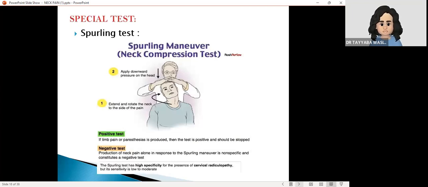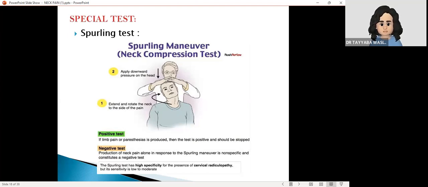Then come the special tests that are very important with reference to neck pain. Among the very important tests is the Spurling test. This test is basically used to test whether there is cord compression or cervical radiculopathy, that is, whether nerve root compression is occurring or not.